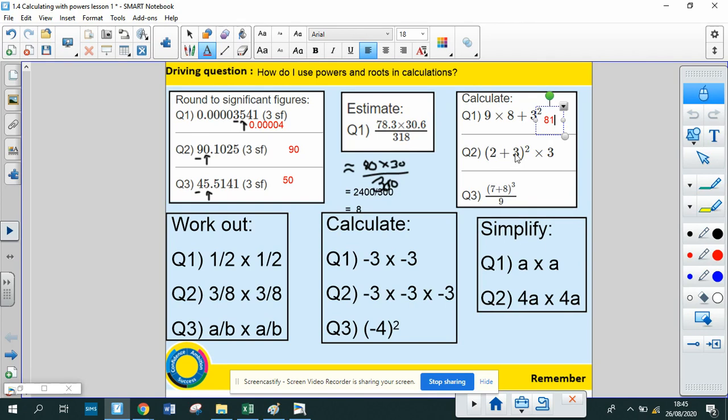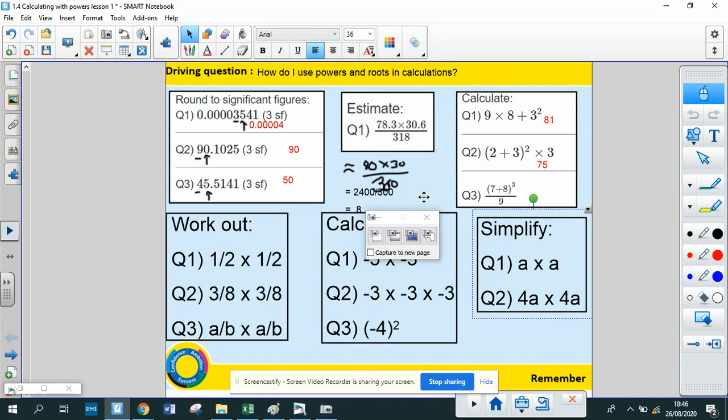Here, brackets first, 2 plus 3 is 5, 5 squared is 25, multiplied by 3, 75. Here, brackets first, 7 plus 8 is 15, 15 cubed. I'm going to have to do a written calculation for that one. 15 multiplied by 15 is 225, multiplied by 15 again is 3,375. And then if I divide that by 9, it gives me 375.